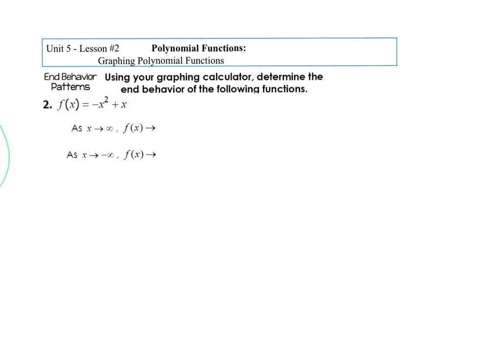On number 2, we are answering end behavior for the function f of x equals negative x squared plus x. If I type that into my graphing calculator, here's my x and y axis, and the picture that I'm getting is what I would call a sad parabola. So it looks something like this.